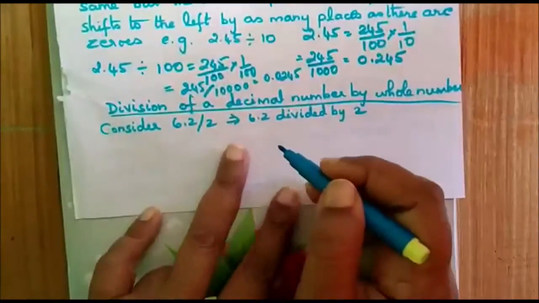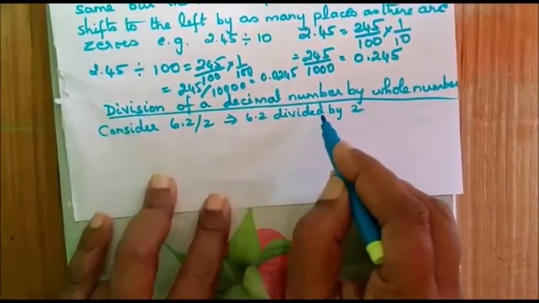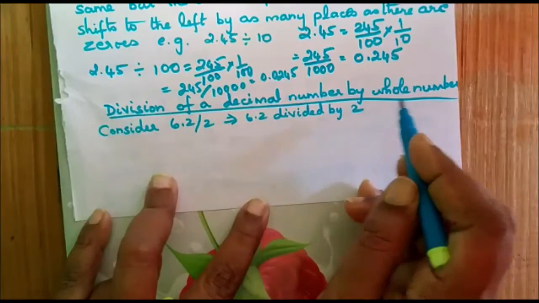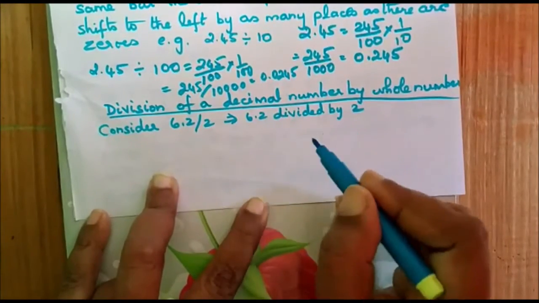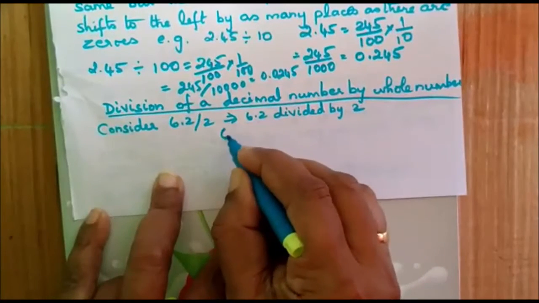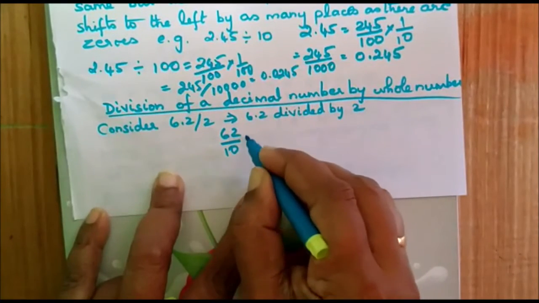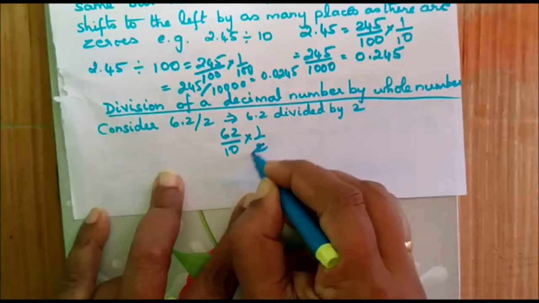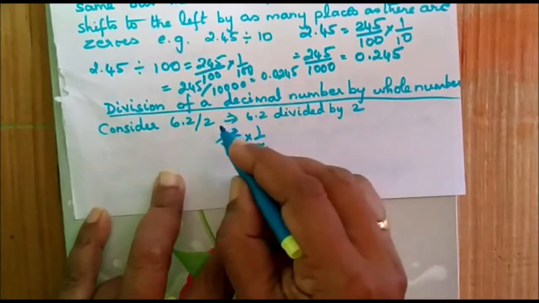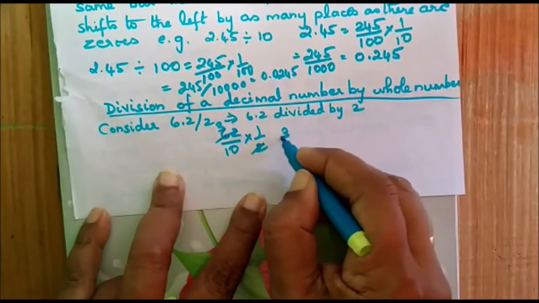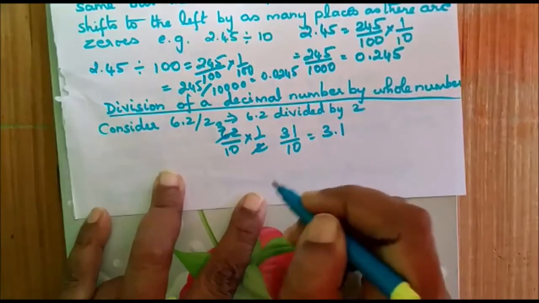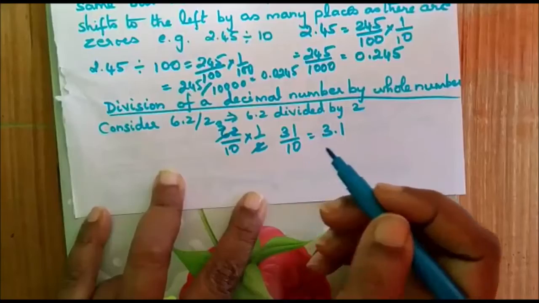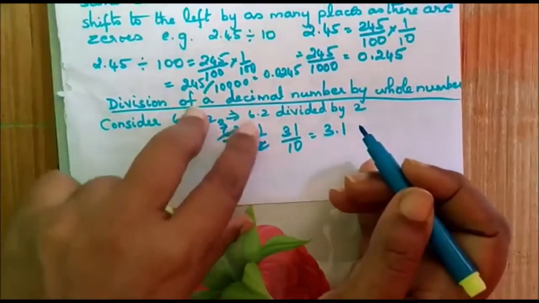Now we'll go to the next one, division of a decimal number by a whole number. Now let me consider this. 6.2 is divided by 2. How do we write this? 62 by 10 into 1 by 2. So this will go in this, 31 by 10, which is equal to 3.1. This is how we divide a decimal number by a whole number.